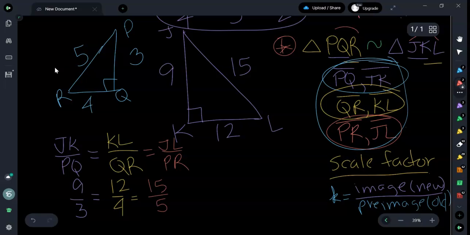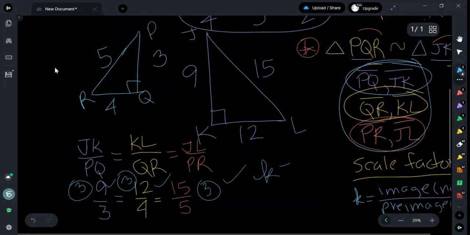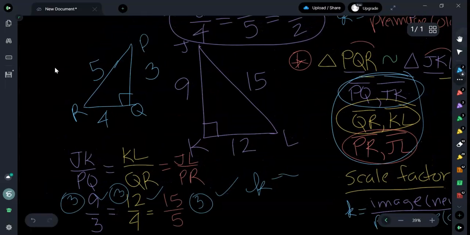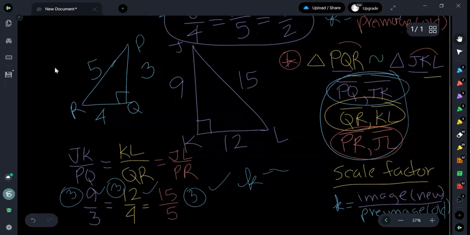So, are these all equal? Well, how do I reduce them? 15 divided by 5 is 3. 12 divided by 4 is also 3. And 9 divided by 3 is also 3, which means check, check, check. They are similar. And your scale factor is 3.